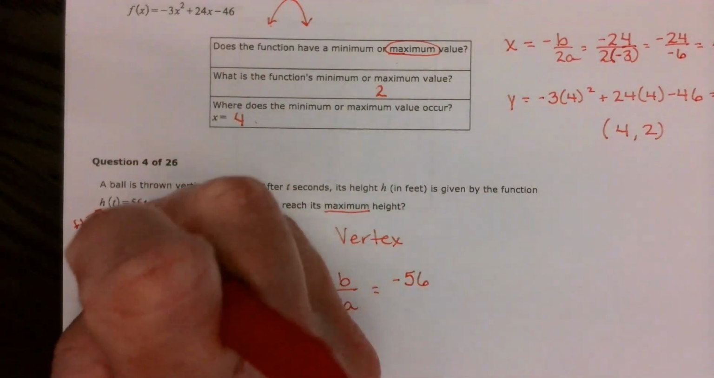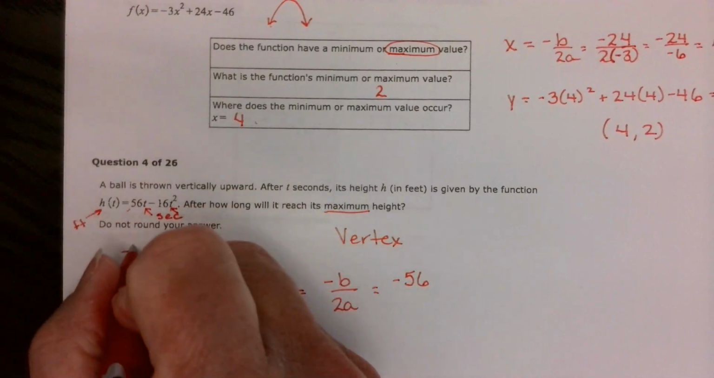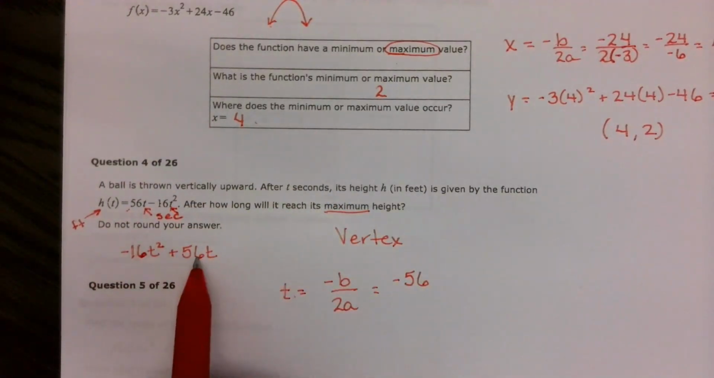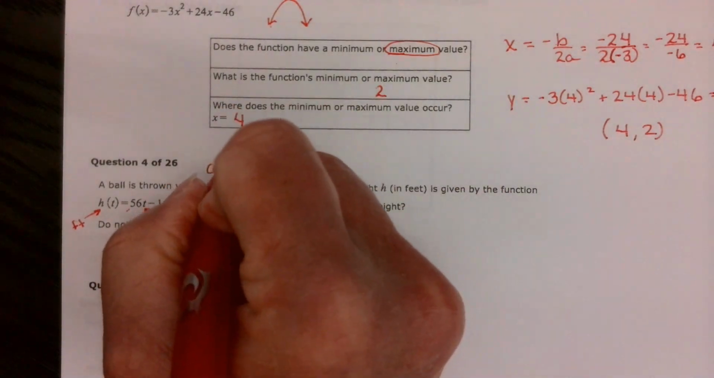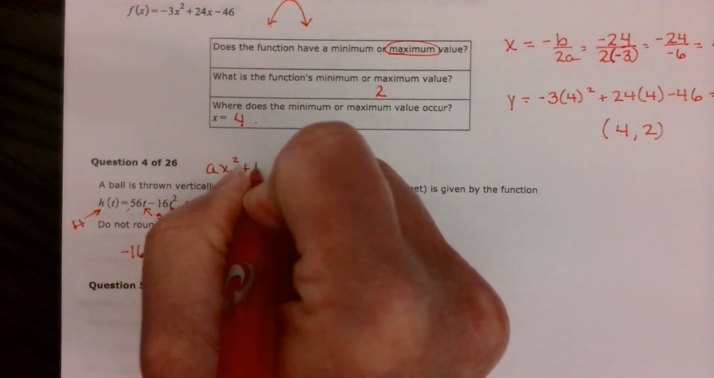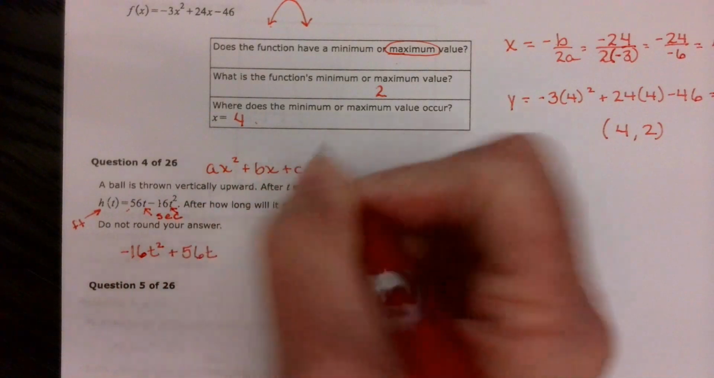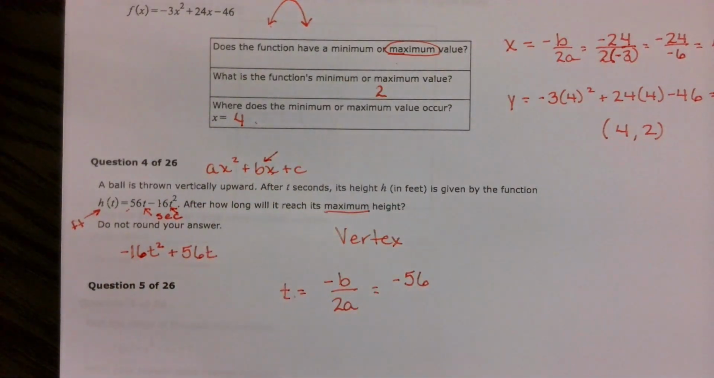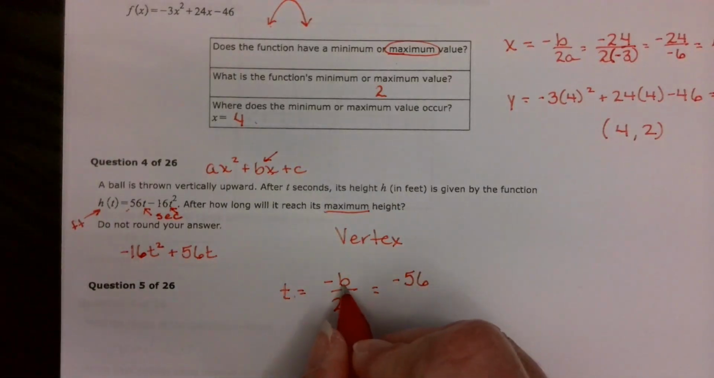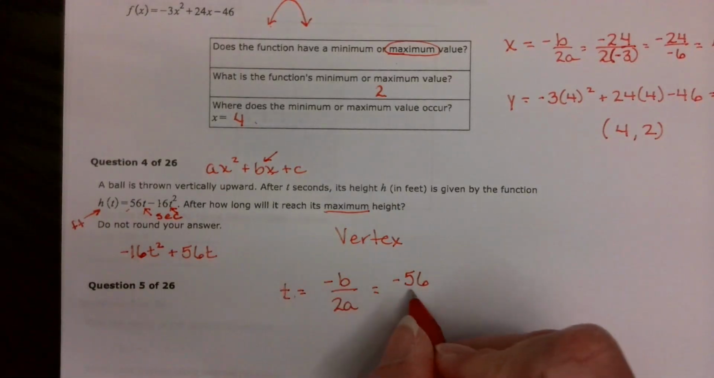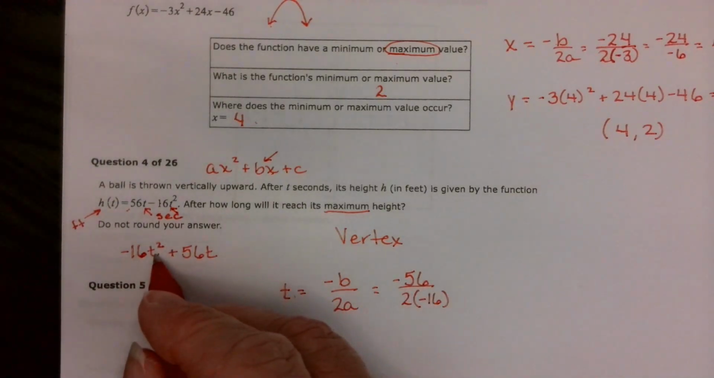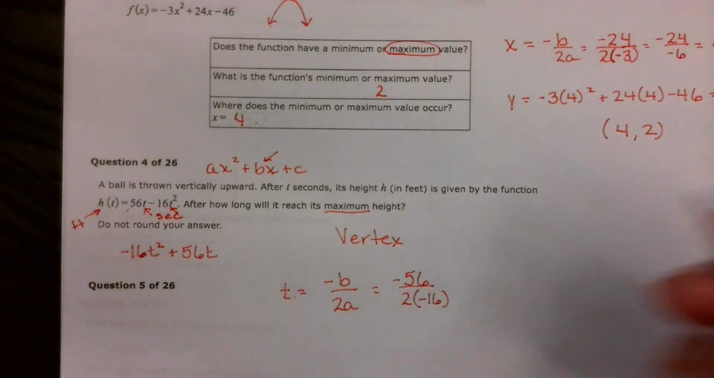So now this is my a, this is my b. Remember, it is ax squared plus bx plus c. So b is always what's in front of just your plain x. Okay, so we have negative, it was positive, so when I fill it in, it becomes negative, over 2 times my a, which is negative 16, because a is always in front of my t, my variable squared.